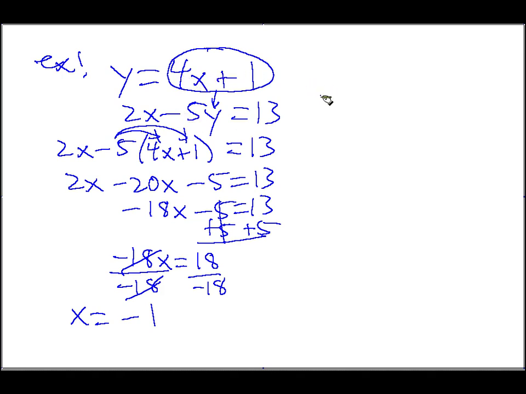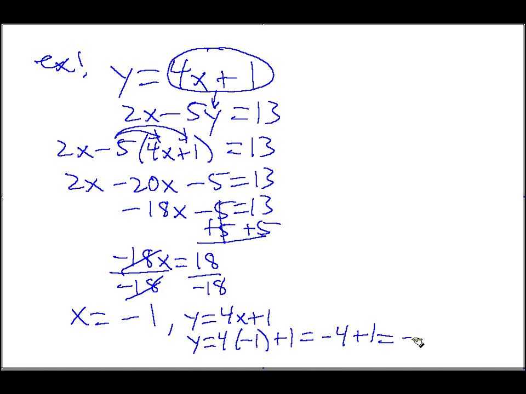In other words, let me continue here. So x is negative 1, right? And we know that y is equal to what? 4x plus 1 from above right here. So just plug in negative 1 for x. So therefore, y is going to be what? 4 times negative 1 plus 1, which is what? Negative 4 plus 1. All right, which is negative what? Negative 3. All right, so therefore the solution is x equal to negative 1 and y equal to negative 3.